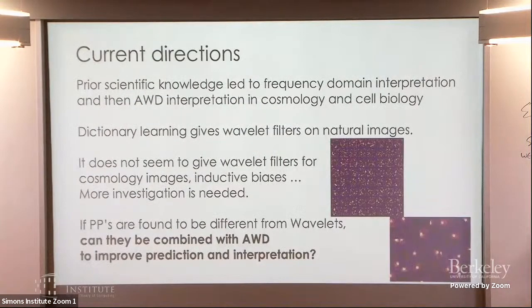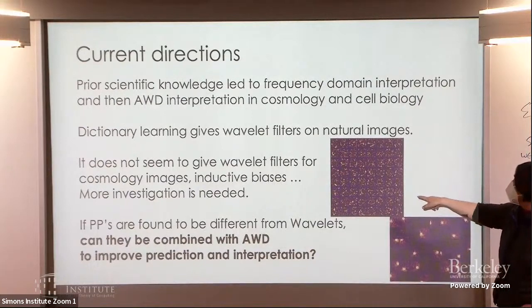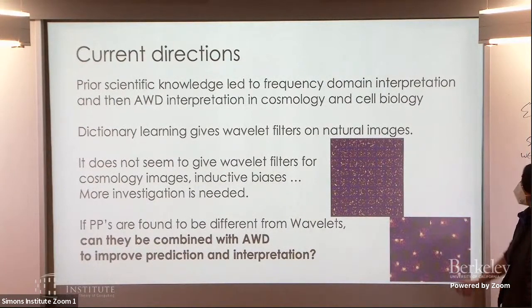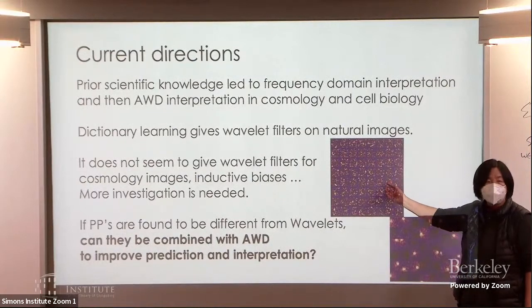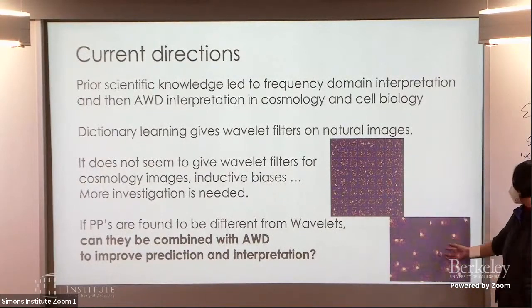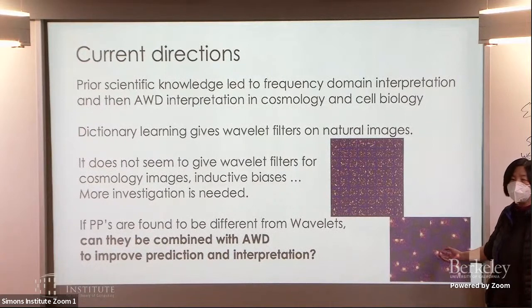So the current directions, right? We went for wavelets for cosmology without doing dictionary learning, because we like wavelets, people use wavelets, and it makes sense there. But if you use dictionary learning on these cosmology images, if you take small 12 by 12 patches, you don't get any pattern out. If you take the whole image and use independent component analysis, you at least get something out.